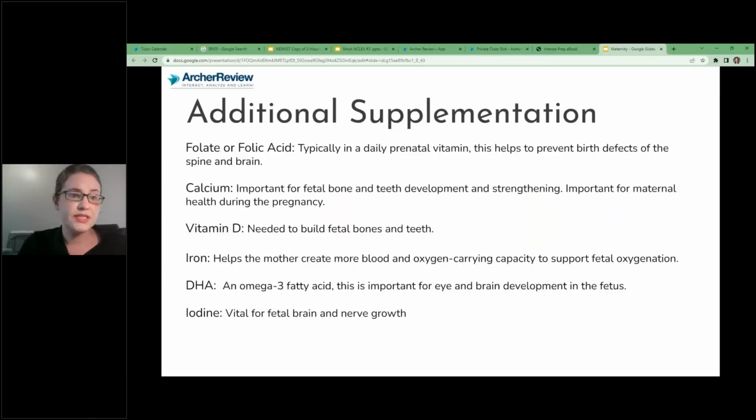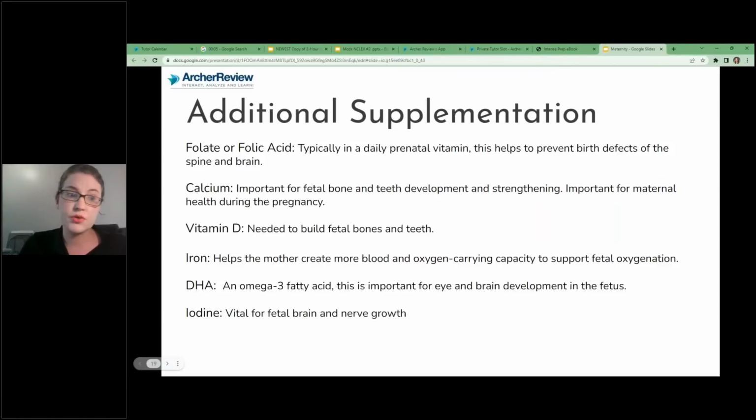There's also some additional supplementation that's needed. Definitely folate or folic acid, very, very important. This is typically in a daily prenatal vitamin, and it really, really helps to prevent birth defects of the spine and brain. And remember, let's think back to the weekly development of the fetus or the monthly development. When is that neural tube formed? Really early in pregnancy. So it's very important that women are taking folic acid at the beginning of their pregnancy. And that's why if I have a patient who's someone of childbearing age who possibly could become pregnant, I'm going to recommend that she take a daily multivitamin with folic acid just in case she becomes pregnant, because that way she has that folic acid on board.